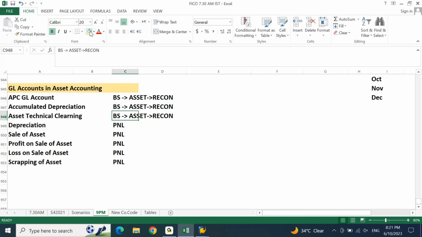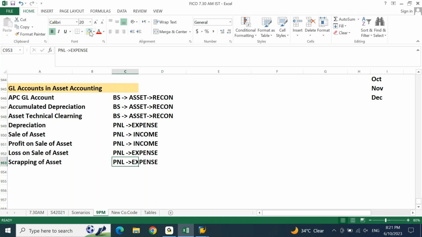Now depreciation, P&L, income or expense? Expense. This is an expense. Sale of asset, income. This will be income. Profit on sale of asset, income. This will also be income. Loss on sale of asset, expense. This will be expense. Scrapping of asset, expense.